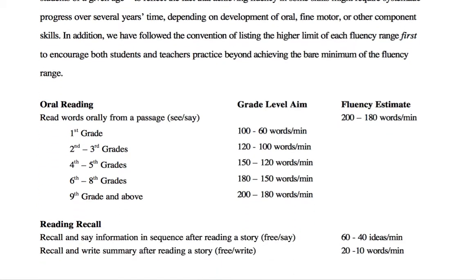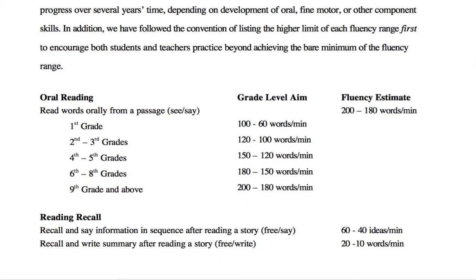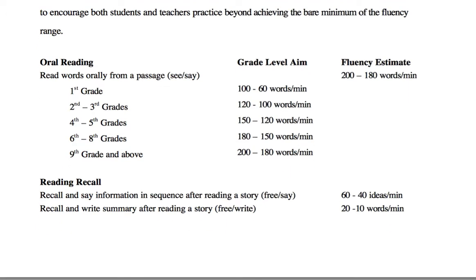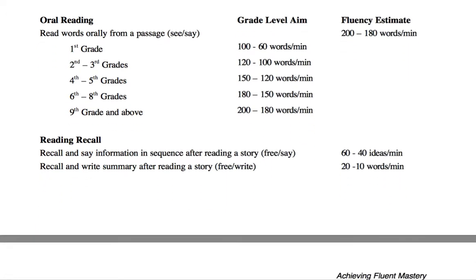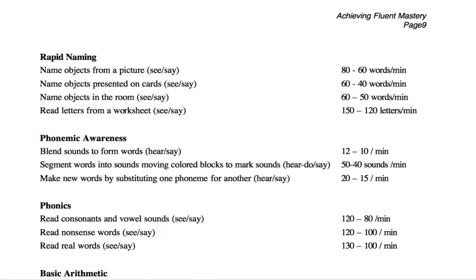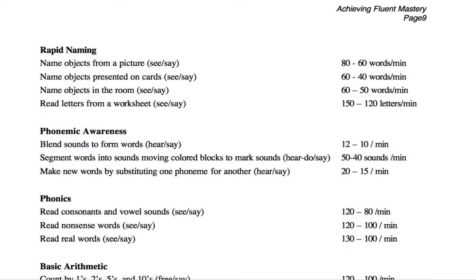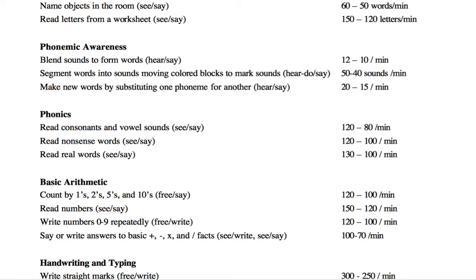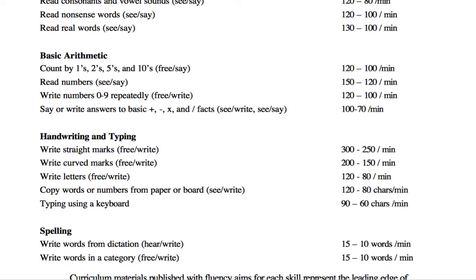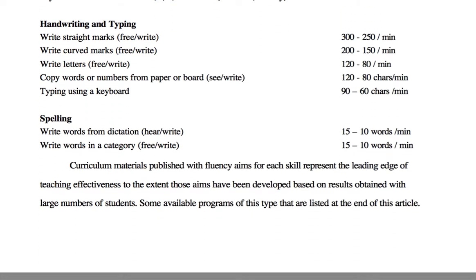And we'll just look at these very quickly. Here we have oral reading, recall, notice grade level fluency aims, rapid naming of pictures and so on, phonemic awareness, phonics. Phonemic awareness is basically what you got on the phonovisual charts, and the phonics would be the blend phonics. Basic arithmetic, handwriting, typing, spelling. By the way, I include spelling with the blend phonics lessons and stories.